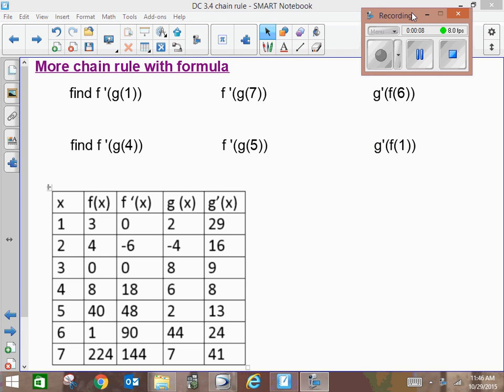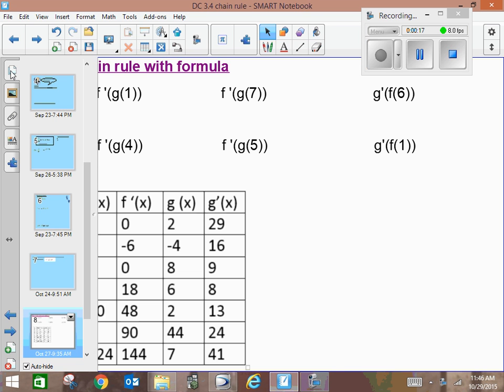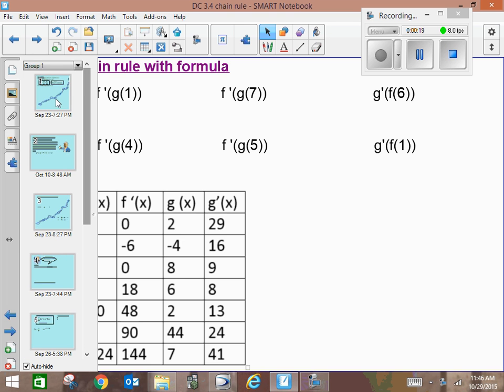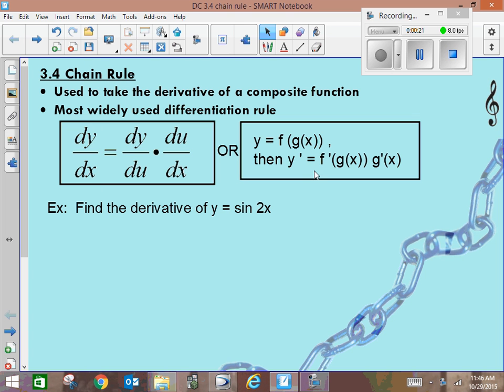So anyway, this is the chain rule with the formula. Okay, so way back to the first page. The chain rule formula is this one right here. Okay?